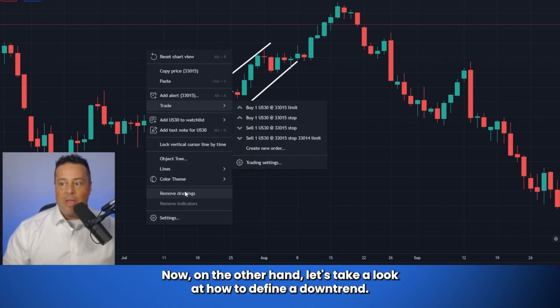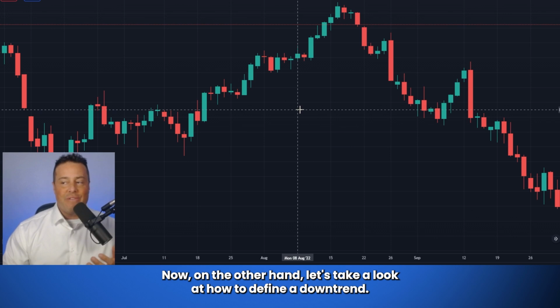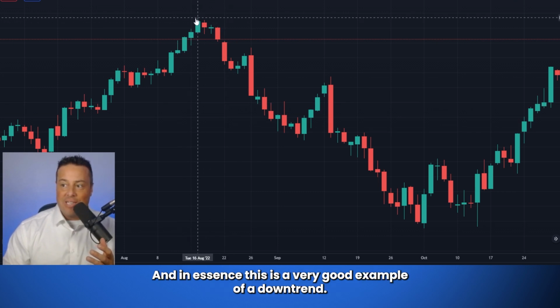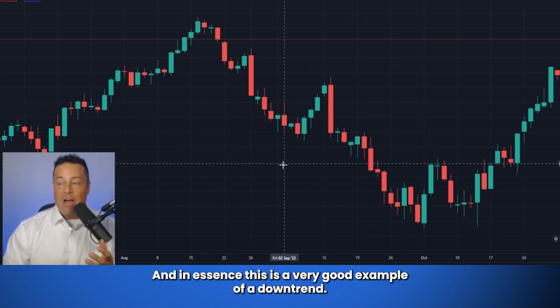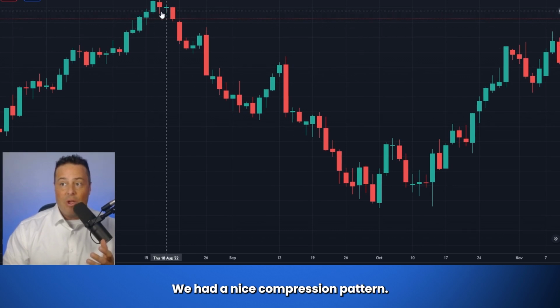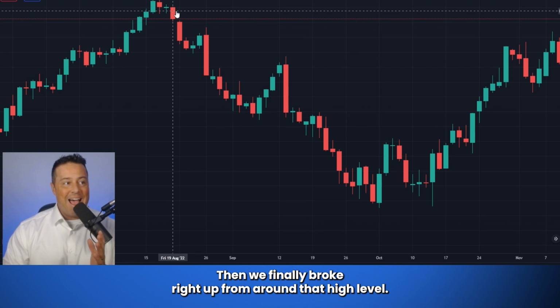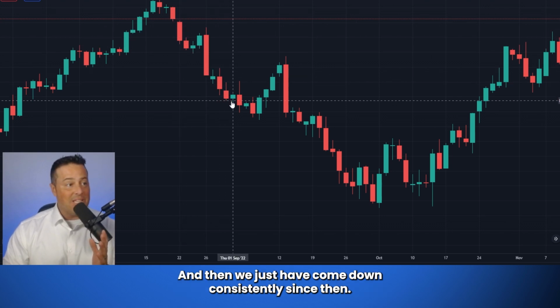Now, on the other hand, let's take a look at how to define a downtrend. Remember, a downtrend is a bearish directional move in price. In essence, this is a very good example of a downtrend. You can see price up here. We had a nice compression pattern, then we finally broke up from around that high level, and then we have just come down consistently since then.